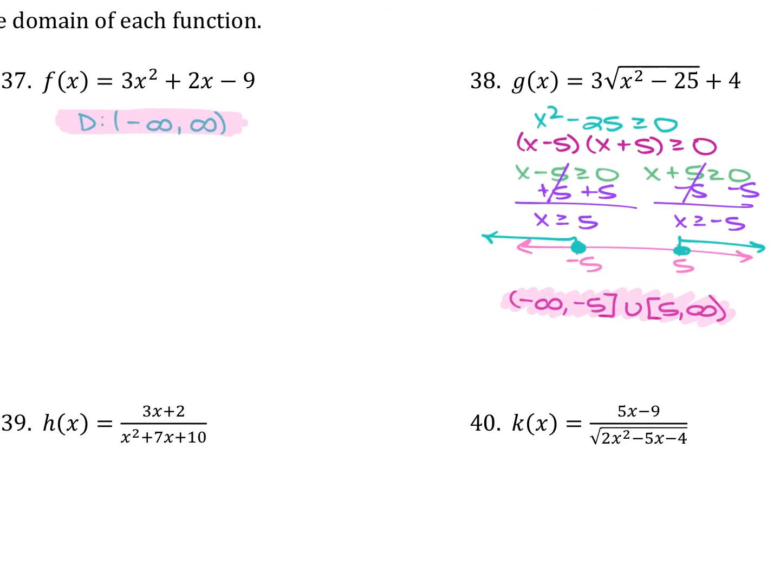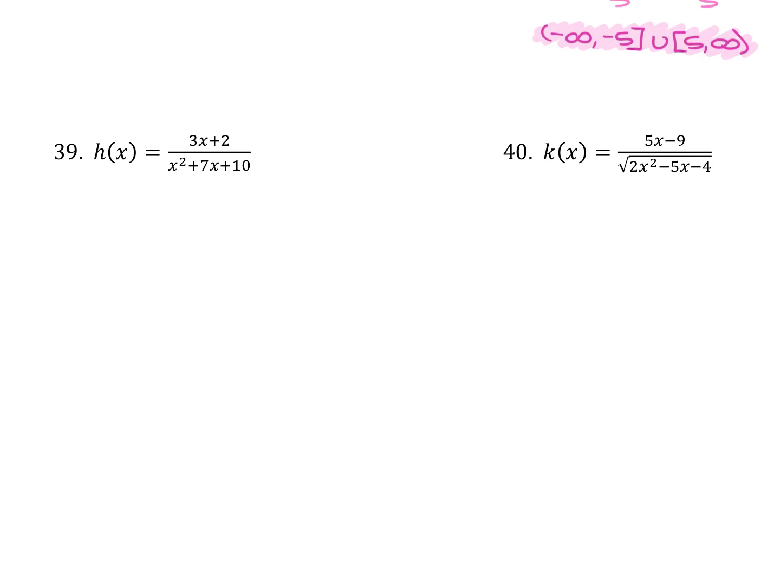For 39, you have h of x is equal to 3x plus 2 over x squared plus 7x plus 10. Now you have an x in both the numerator and the denominator of this fraction. The numerator doesn't matter. X can be anything in the numerator. In the denominator, it cannot be equal to 0 though. So you're going to take the expression that's in the denominator, which is the x squared plus 7x plus 10, and set it not equal to 0.